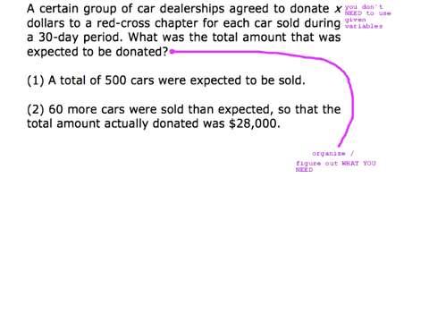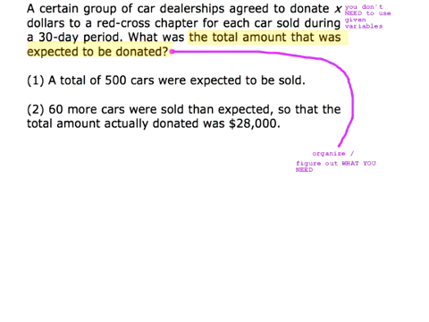So here, this just means that there is a constant donation per car. If you don't like defining a variable for that, there's not necessarily a great reason, as long as you know you have a constant donation per car. So what's going on here? What would we need to find this quantity? Total amount that was expected to be donated. Exactly, right? We need number of cars by dollars.